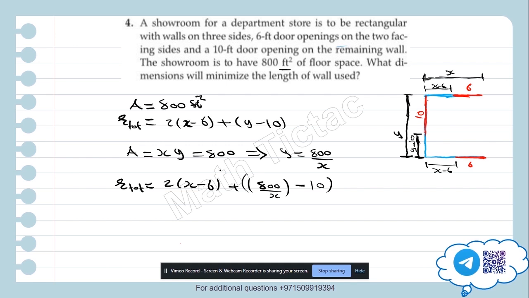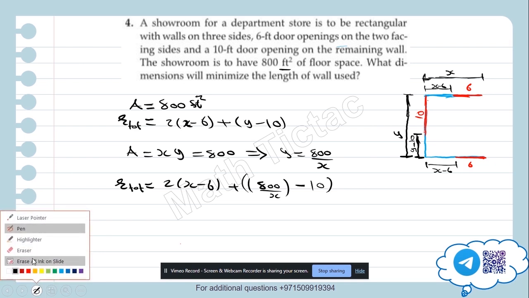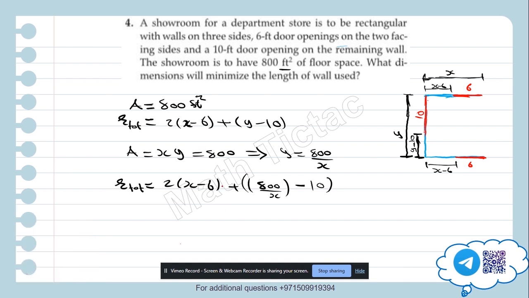Okay, that's it. Now for finding the derivative, let's start by simplifying. So L total is equal to 2x minus 12 plus 800 divided by x minus 10.